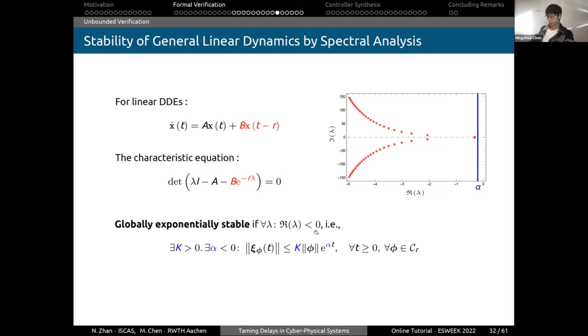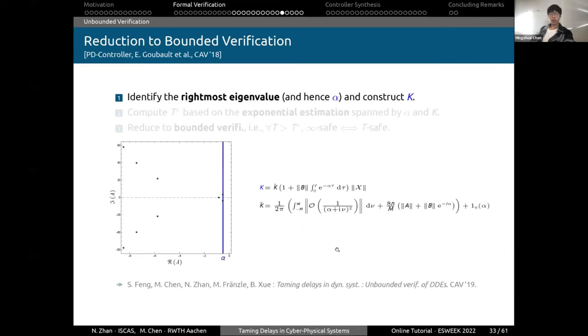This is nice, but in mathematics, we only know that there exist such constants. But in order to enable automatic verification, we somehow need a way to actually explicitly compute those constants k and alpha here. And that's basically our contribution. So the general idea to enable automatic unbounded verification is by a reduction to bounded verification. How can we achieve this?